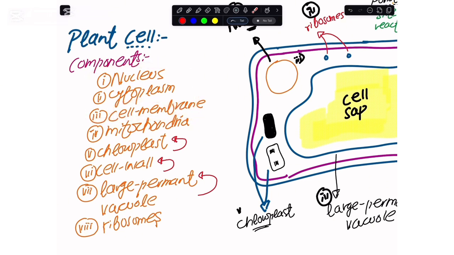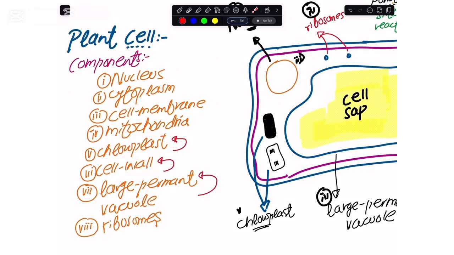Now, the mitochondria are the same as we have in the animal cell. The ribosomes that we had in the animal cells will be the same here. But there are some different structures that we didn't see in the animal cell, and those are the chloroplast and the cell wall.